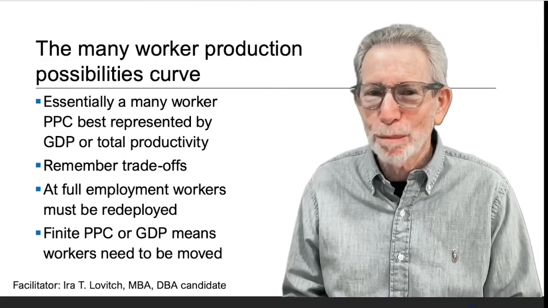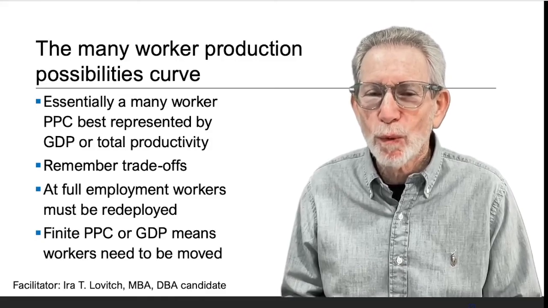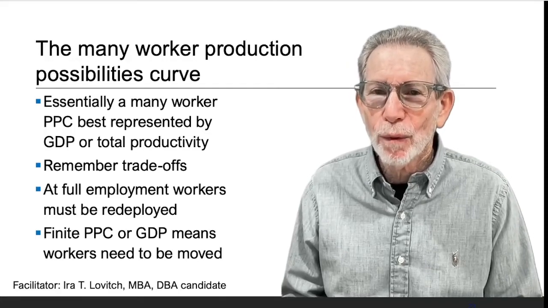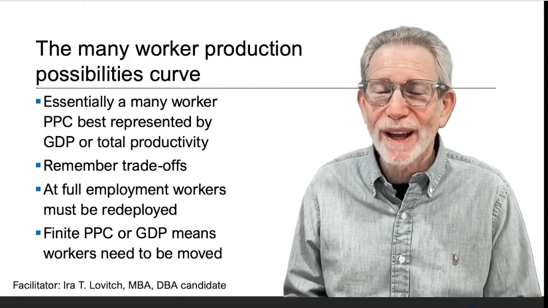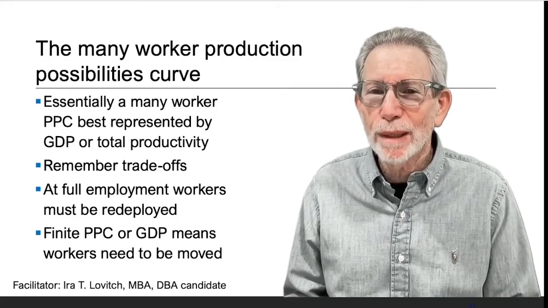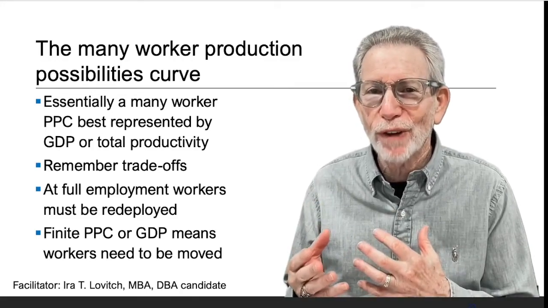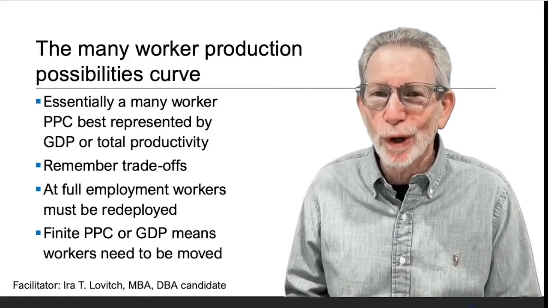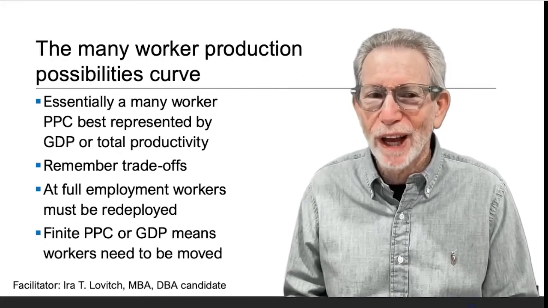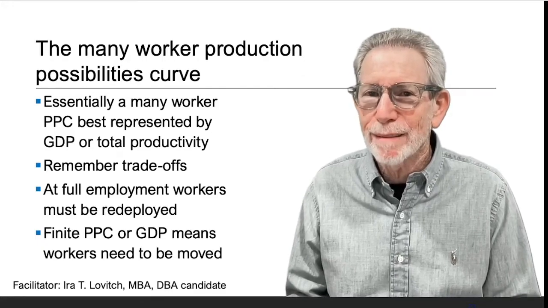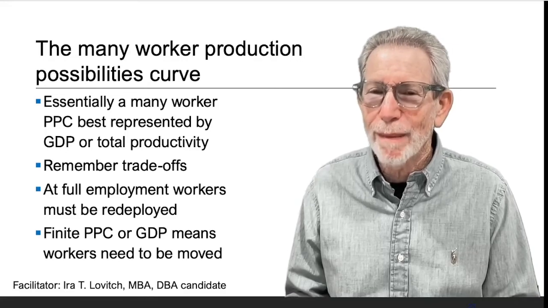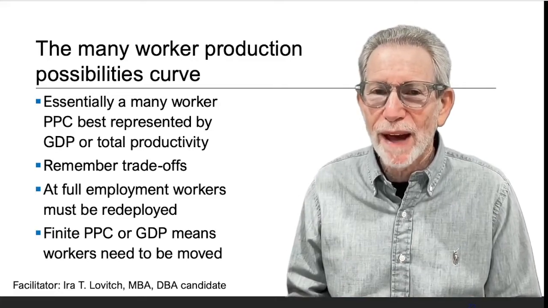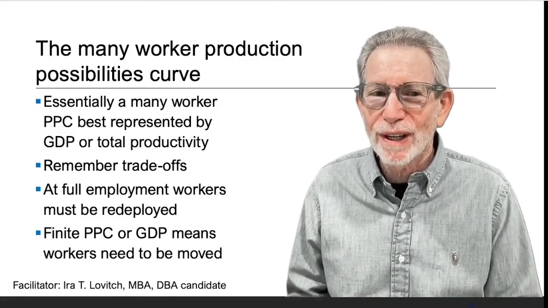And so at full employment, workers must be redeployed from one industry to the other. In other words, if we're talking about corn and oil, can you imagine somebody moving from the agricultural process to the process of exploring and producing oil? Two very different skill sets. So at full employment, it can be challenging to move workers. They might not want to move. They might not have the capability to move, at least without a lot of training, education, and time.